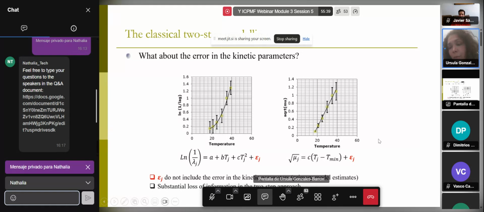So there is a substantial loss of information in the two-step approach. And then what happens is that when you predict, your prediction band is going to be narrower than it actually is.